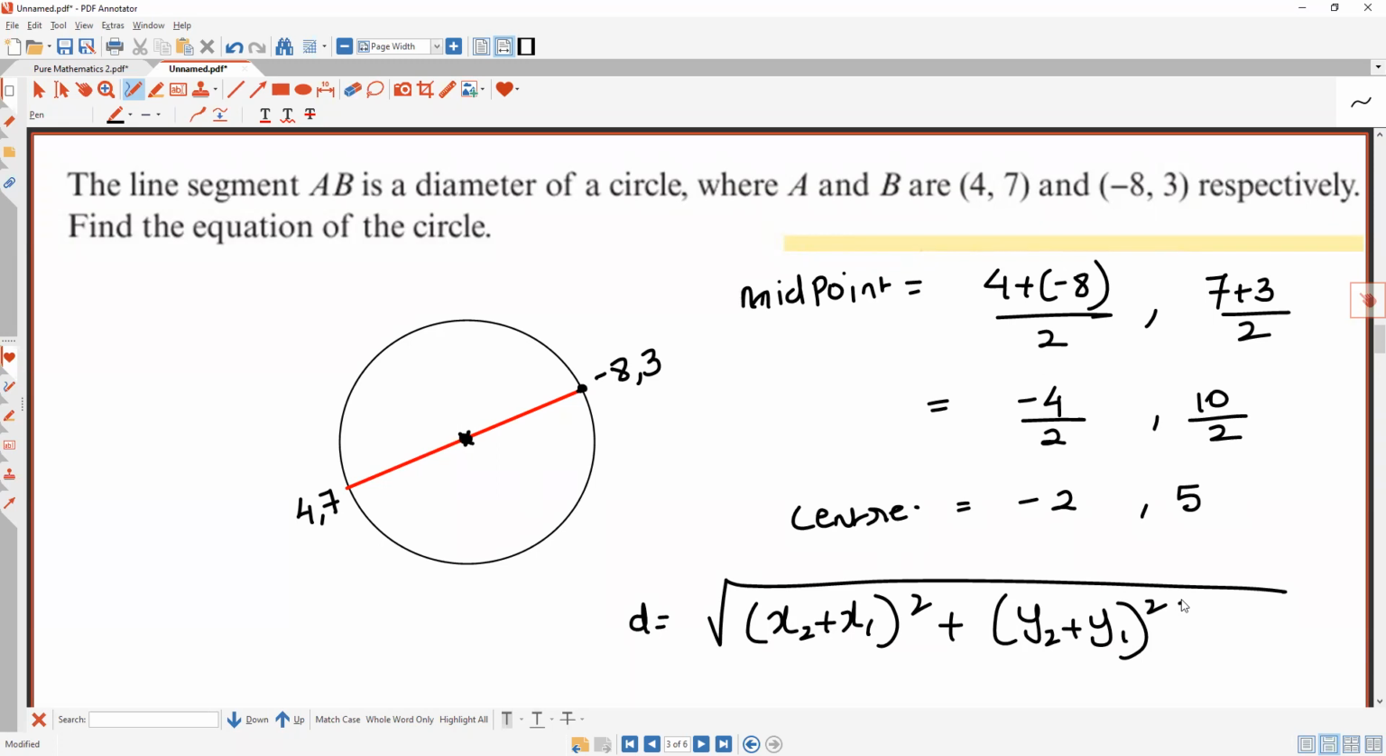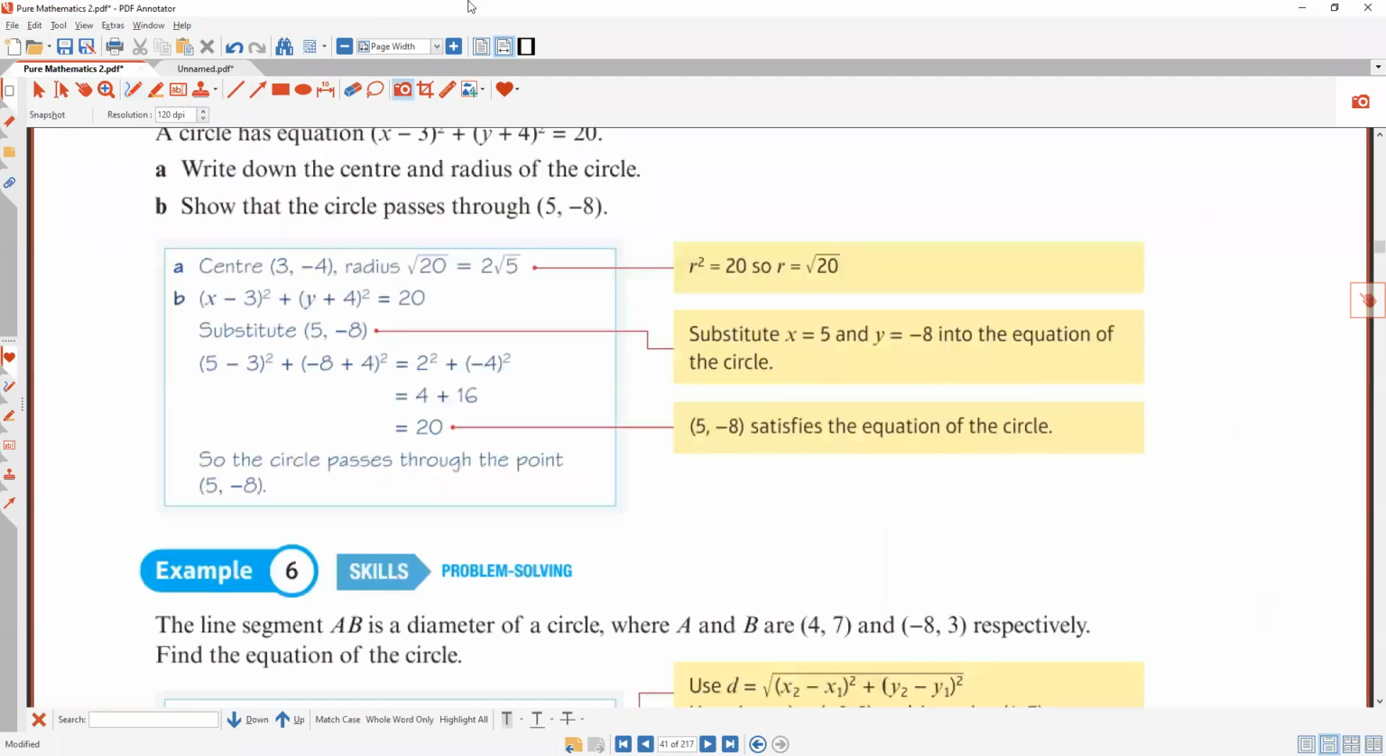Yeah. Then it is x2 minus x1, right? No, that is for gradient. It is x2 minus x1 for gradient. This is distance. You check the distance formula. Okay, let me check. Wait, let me pause the recording.